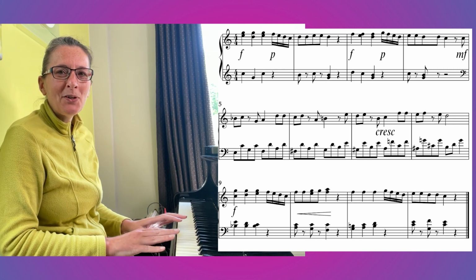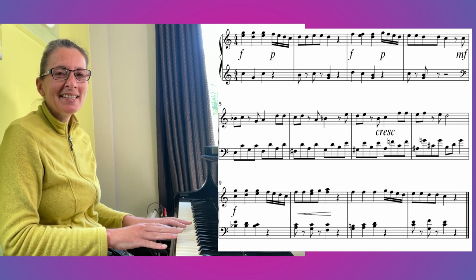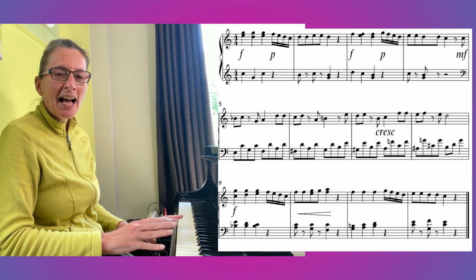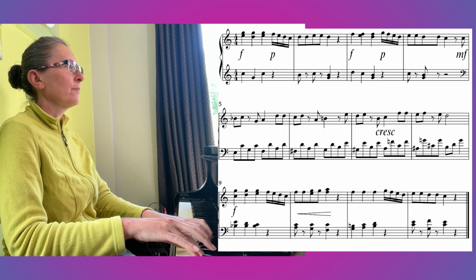And now with a few additional tonal shades that highlight the phrases and the harmonic movement.